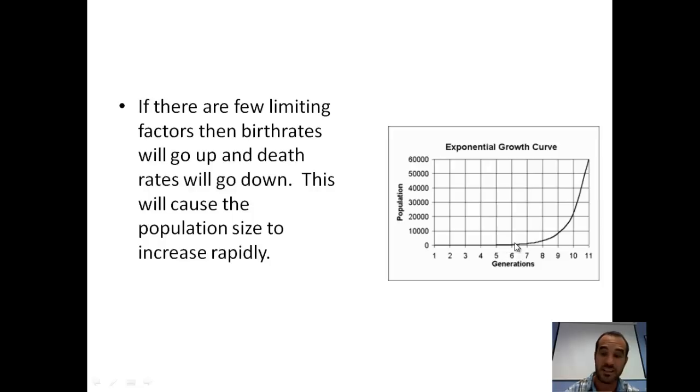Okay, so if there are many limiting factors, the birth rates will go down and death rates will go up. This will cause the population size to decrease rapidly. So if you had an influx of new predators into an ecosystem, it's going to cause the death rates to go up, and that's going to cause your population size to decrease.